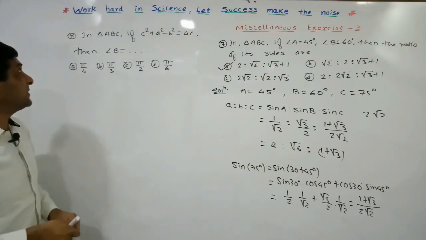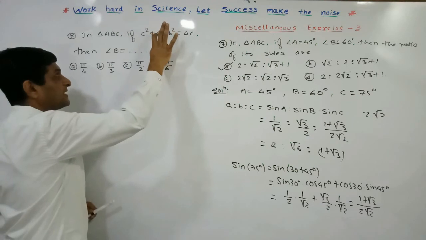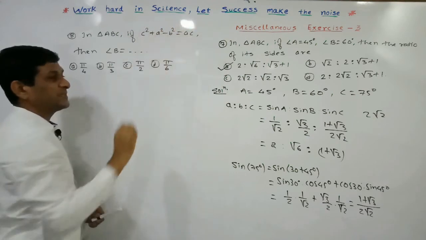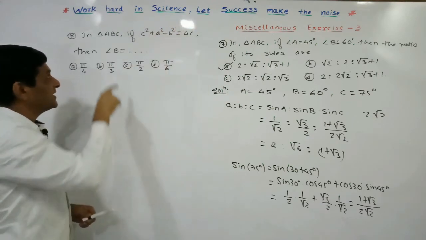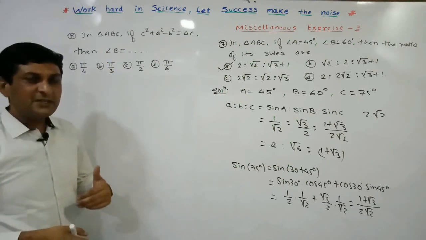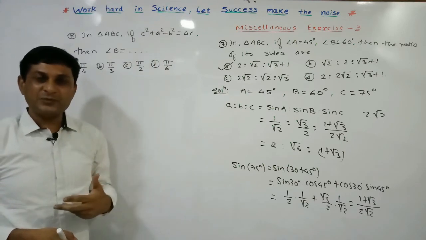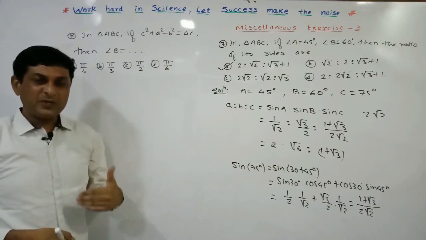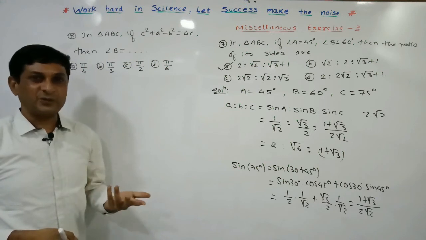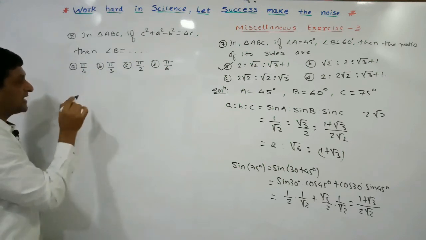Now observe example number 8. In this case, the value of c square plus a square minus b square is equal to AC. It is given to us. Using this, we have to find out the value of what? Angle B. If you observe, the given conditions are in terms of a square, b square, c square. Such type of terms appears in what? Cosine rule. So that's why we are using the cosine rule to find out the value of angle B.